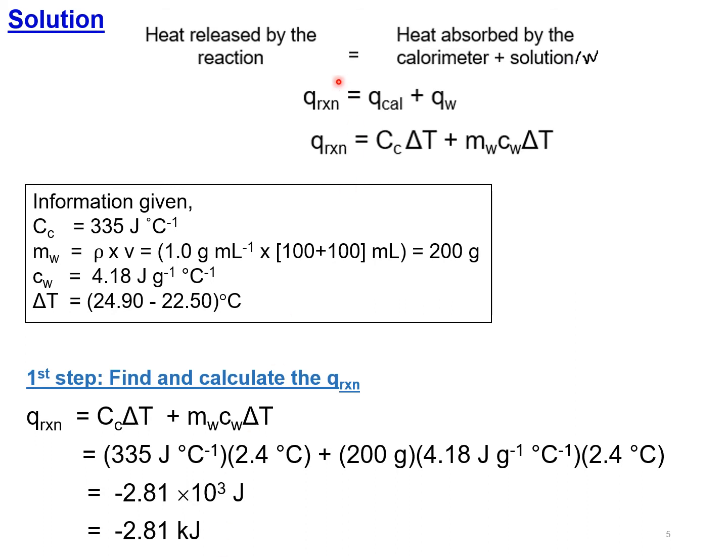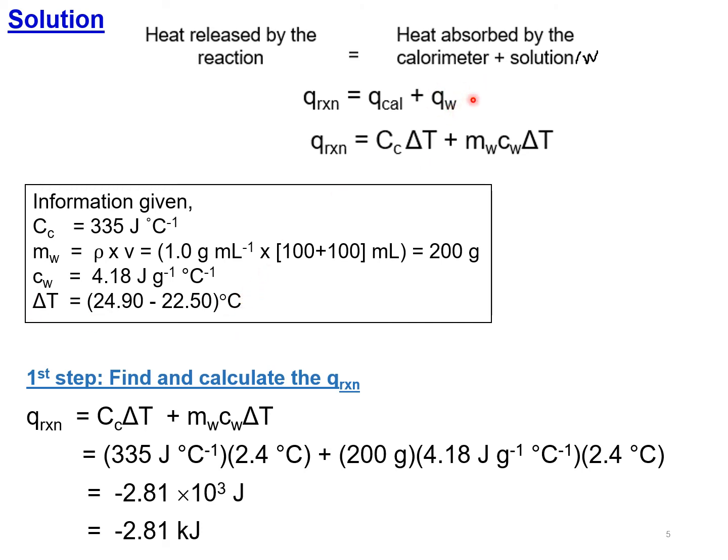Okay, so it's going to be Q reaction is equals to Q cal plus QW. Q cal ni ialah heat absorbed by the calorimeter, which is C besar. C besar tu lah heat capacity. Since the information given hanyalah on the heat capacity of the calorimeter, kalikan dengan delta T. Delta T ni something that you can calculate.